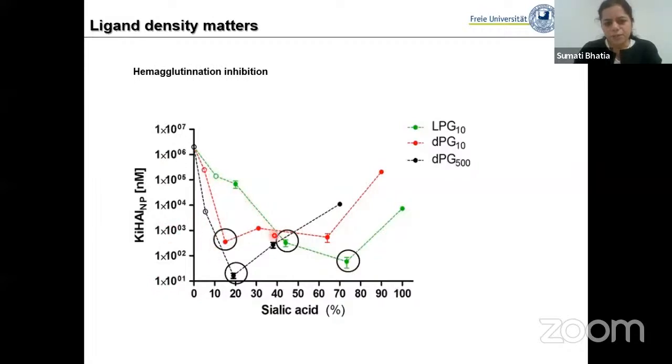And if you see the LPG linear polymer, as I told you already, for a linear scaffold the sialic acid density should be much higher, because a lot of sialic acid is hidden inside the coil. So here you see the sialic acid density ranges from around 40 to 70%. So we chose these 4 compounds where the concentration required for the hemagglutination inhibition was minimum. Then we screened these 4 compounds in different tests.